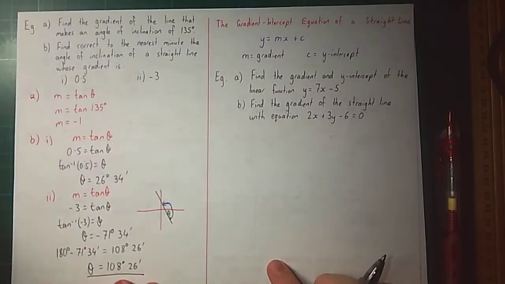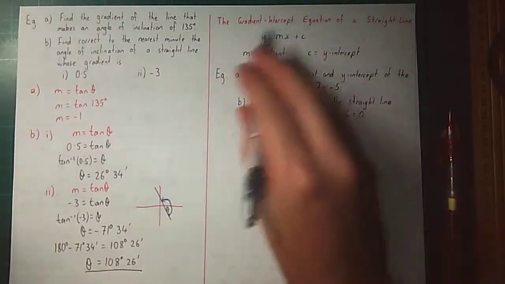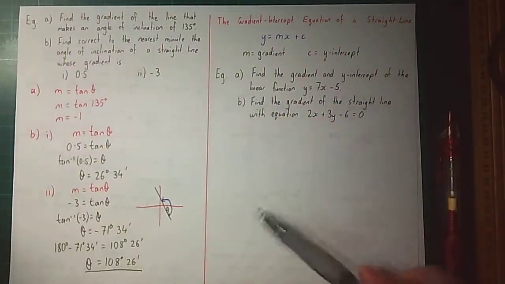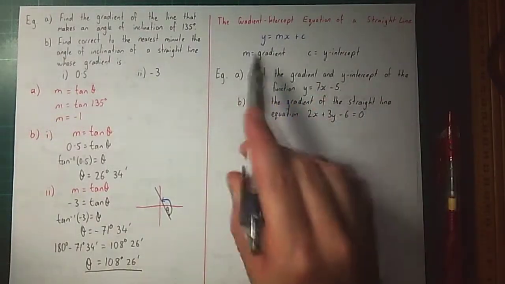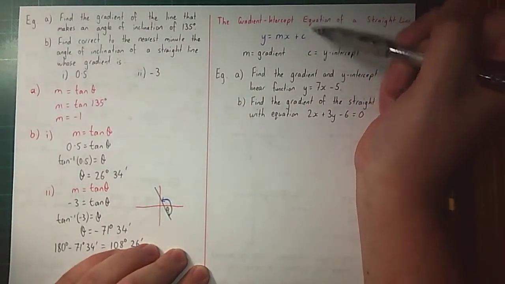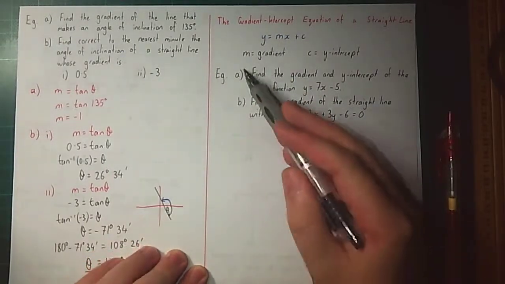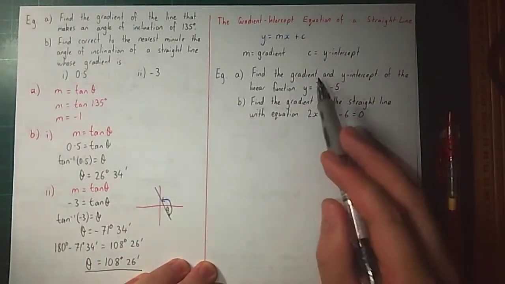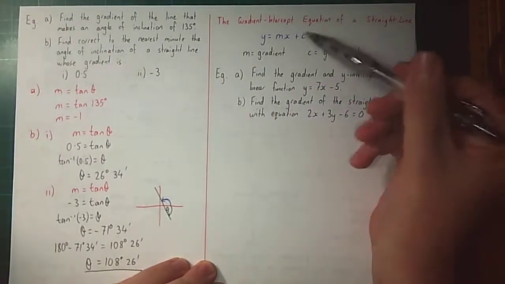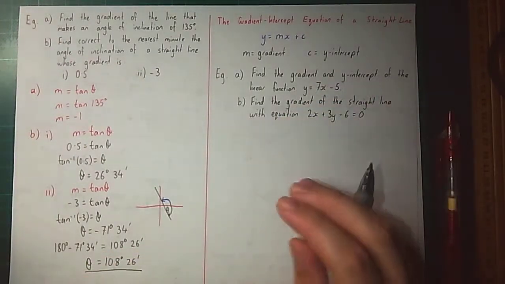So the final idea that we're going to look at in this video is the gradient-intercept equation of a straight line. Now, in prior years, you may have recognized something like this, where we have y equals mx plus c. C is a constant, and m, that's our gradient. It's to be consistent with what we've been doing before, and c is our y-intercept, which is the constant added on at the end, which is just a number with no x at all.